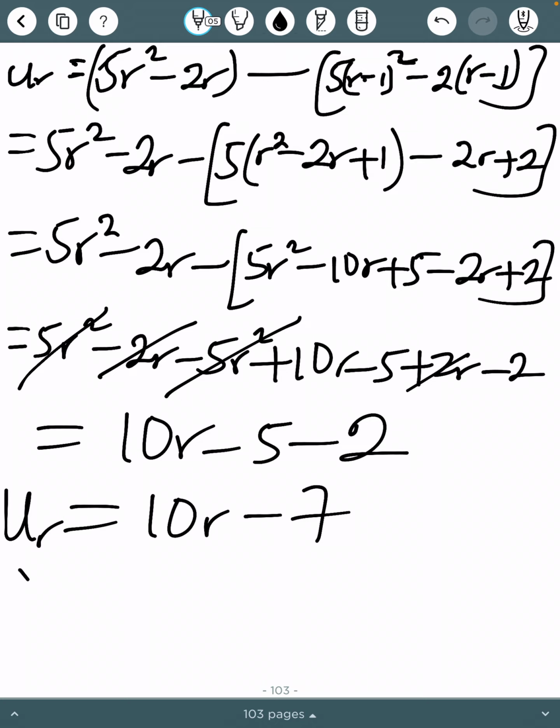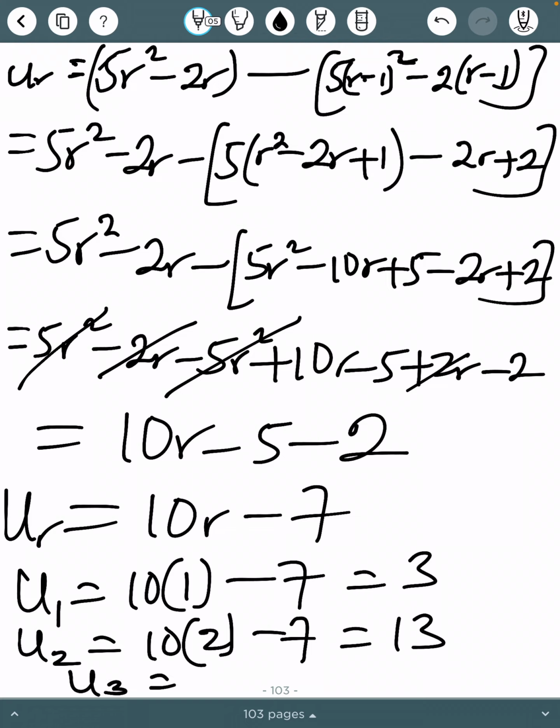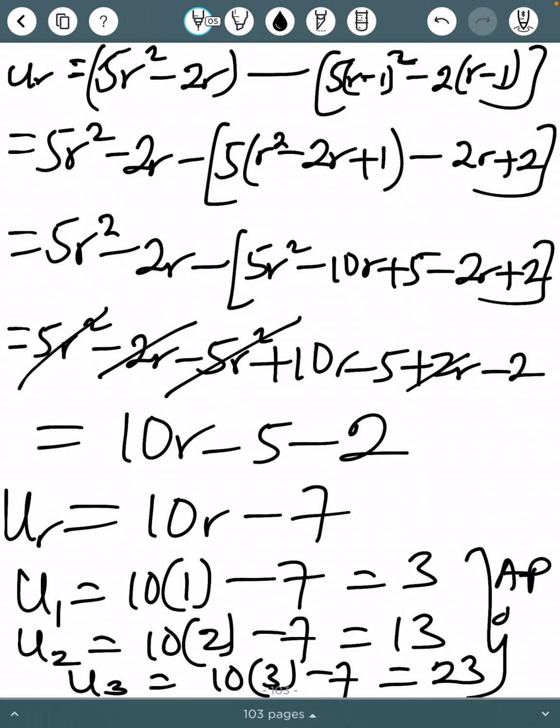Let's show that this is a linear sequence. What is the first term? The first term will be U1, and that will be 10 times 1 minus 7. That will give me 3. The second term is U2. That will be 10 times 2 minus 7. That will give me 20 minus 7, 13. The third term is U3. That will be 10 times 3 minus 7, and that will be 30 minus 7, 23. So this forms an AP where the common difference is what? 10. That forms an AP where the common difference is 10. So that solves question A.